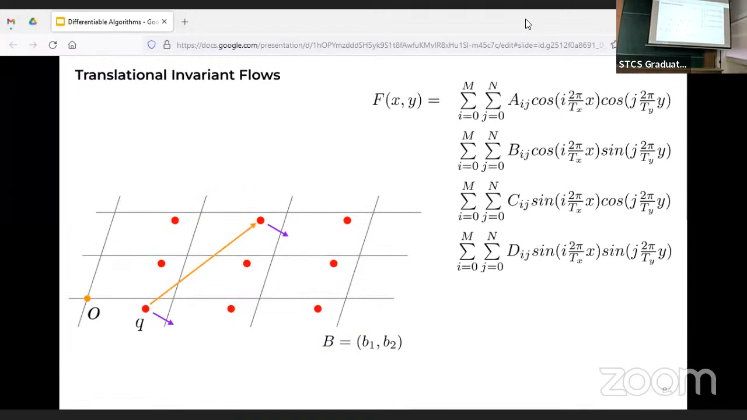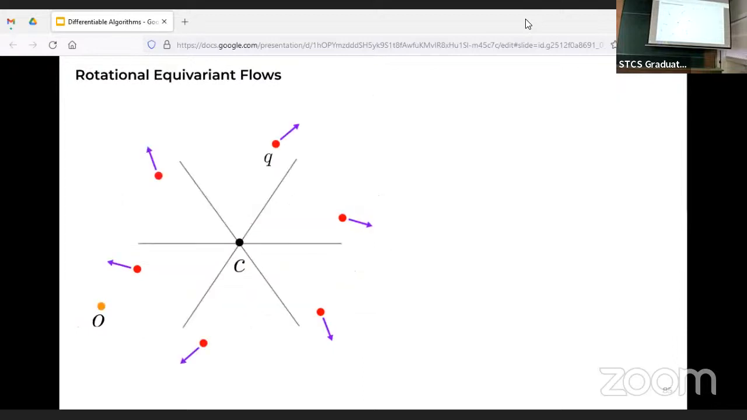We use a Fourier basis for the periodicity. Given a lattice basis B1 and B2, this Fourier series in 2D is periodic. It's defined for the unit square here, and using a change of basis, we can define it for any parallelogram shape. And for rotation, we use this method to symmetrize.